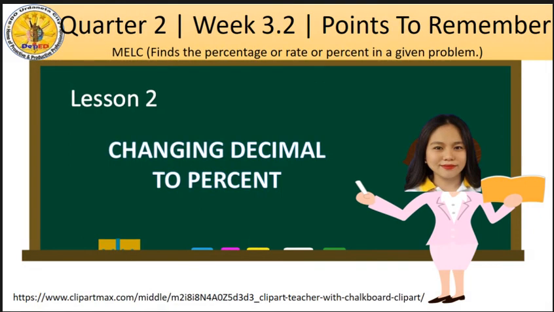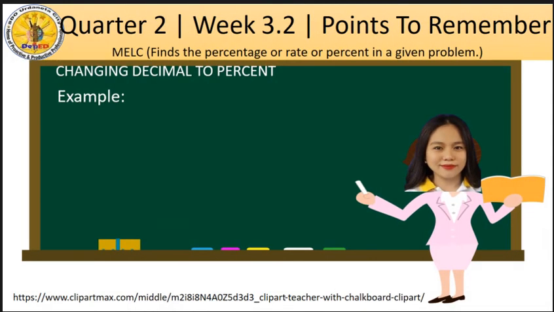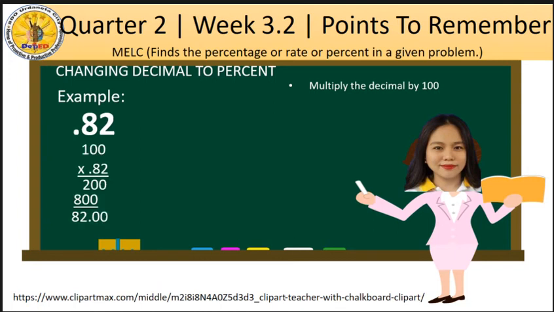Let's do the opposite, changing decimal to percent. And this is our lesson number 2. This is the opposite of lesson 1. In converting decimal to percent, we simply multiply the decimal by 100. For example, 82 hundredths, if multiplied by 100, will give us 82%.